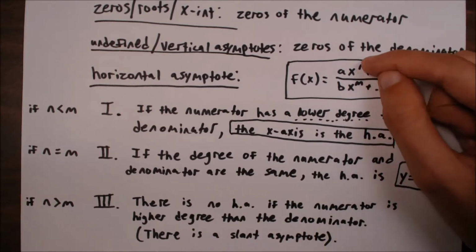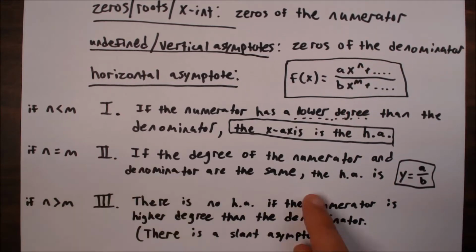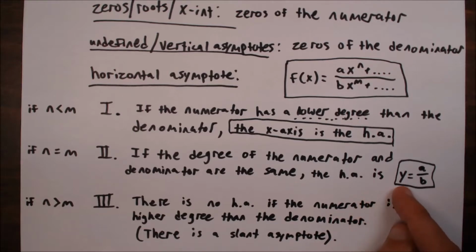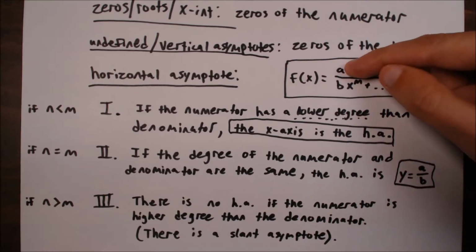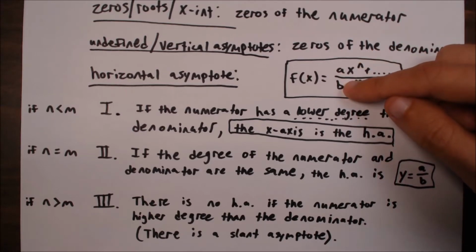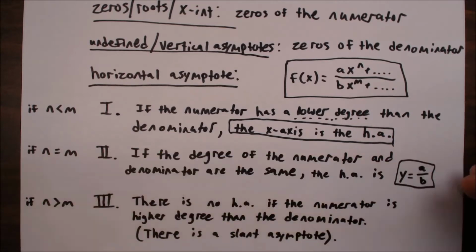If the degree is the same on the top and bottom, if N is equal to M, then the horizontal asymptote is the line y equals a divided by b. So you would actually divide this leading coefficient by that leading coefficient, and whatever you get, that is where the horizontal asymptote is going to cross.